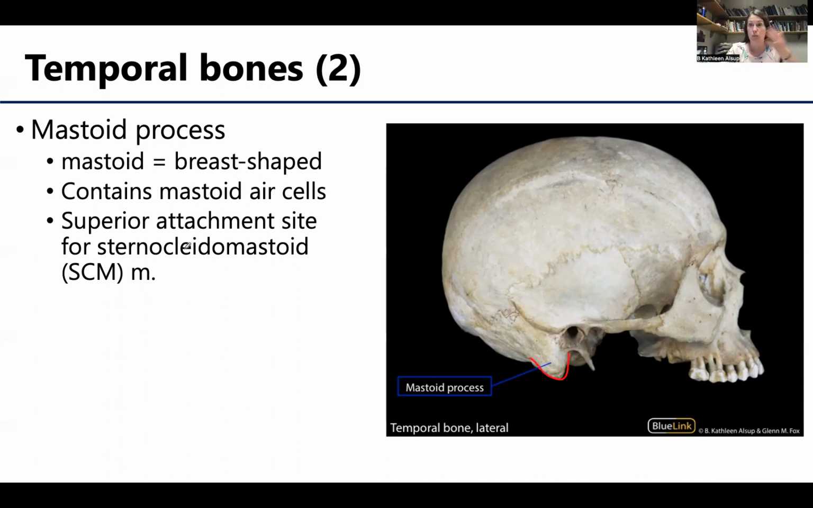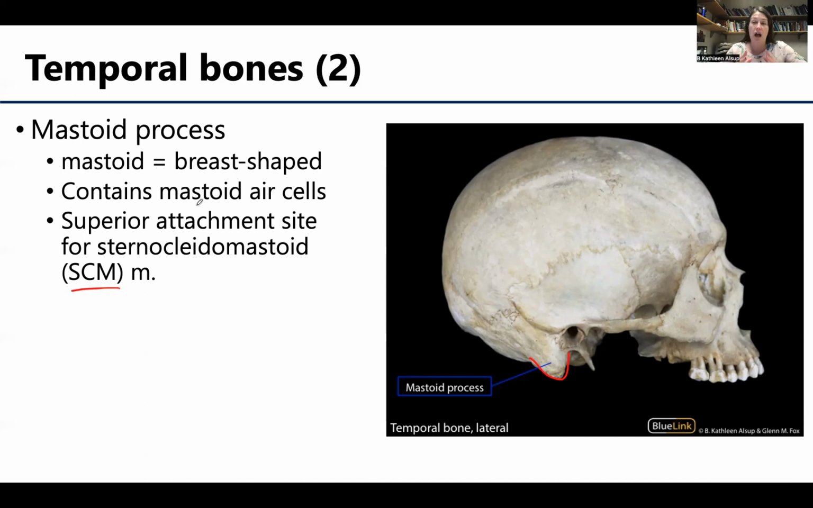And like I mentioned, with a process, oftentimes you have muscle attachments, and this is certainly the case. Very importantly, the sternocleidomastoid muscle, which is going to be right here in the neck, will have its superior attachment way up here on the mastoid process. So more to come here on the SCM.